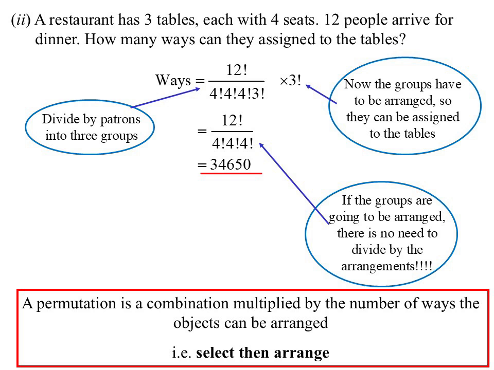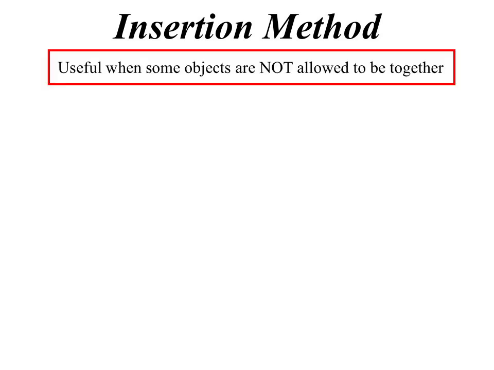That's really what a permutation is. I've chosen the objects, I've selected them, then I go and arrange them. Now, an idea, a method for solving, known as the insertion method, is a way of approaching a problem like this, when some of the objects are not allowed to be together.